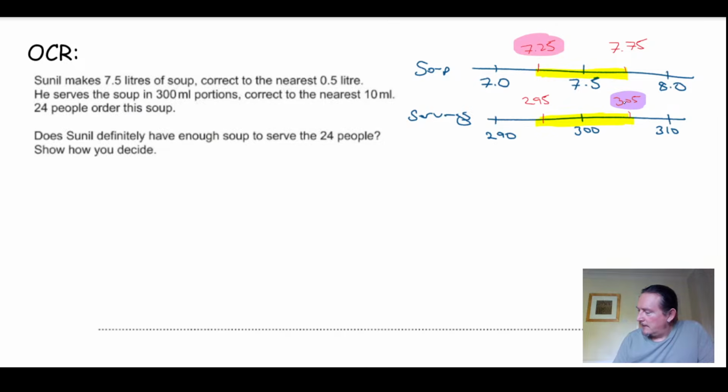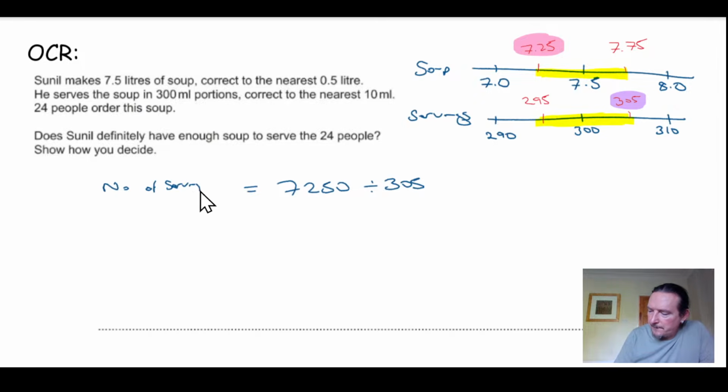Right, so then what we're going to do here is divide 7.25 by 305. Just note the change of units there. I've got 7.25 litres, which is 7,250 millilitres. And if I divide that by the 305 millilitre servings, that's going to tell me the number of servings I'm going to get. Okay, so I'm going to do 7250 divided by 305.